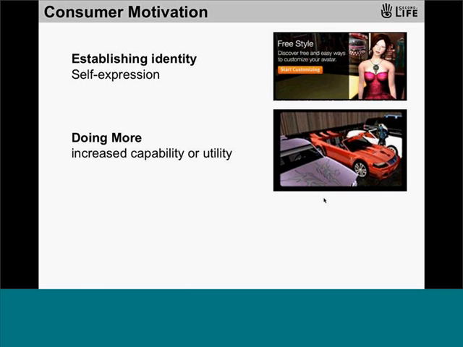The second consumer motivation for virtual goods is doing more. And this is primarily expressed in the game context. You can think about either purchasing or working hard to earn gold to purchase a virtual item or a virtual good that increases the capability of your character or the utility of the game or the utility of the platform. I think the classic example of this is as you level up in any kind of MMORPG, generally the virtual goods are part of the steps that you need to take to level up, and you're given more capability, more utility as you do this.